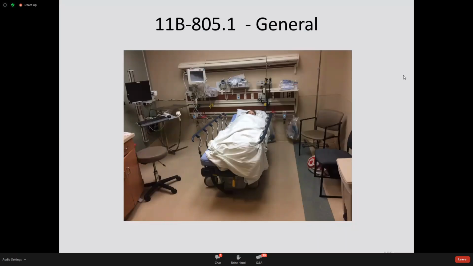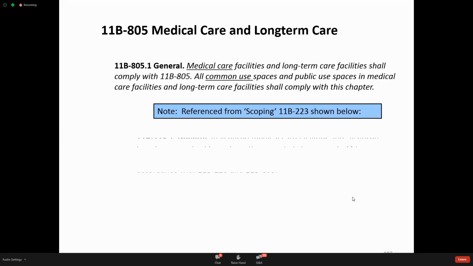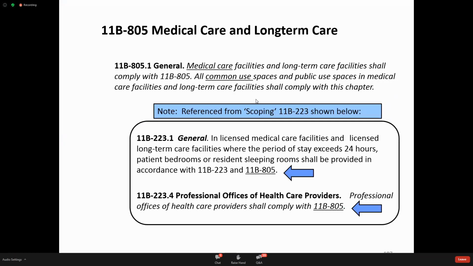There's not a lot to it. That's the section there. This is what we talked about in the scoping this morning, that more or less this says medical care facilities and long-term care facilities shall comply with this section. That includes all common use spaces and public use spaces. And that's it. So I don't want to belabor that.